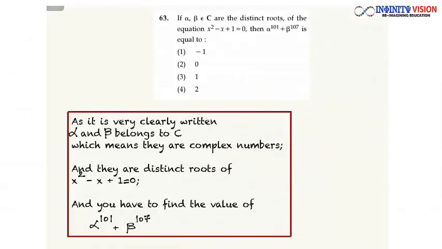As you can see, it is very clearly written that alpha and beta belong to C. And what does it mean? It means they are complex numbers, and they are also the distinct roots of this quadratic equation x square minus x plus 1 is equal to 0. And what you have to find? You have to find the value of alpha to the power 101 plus beta to the power 107.